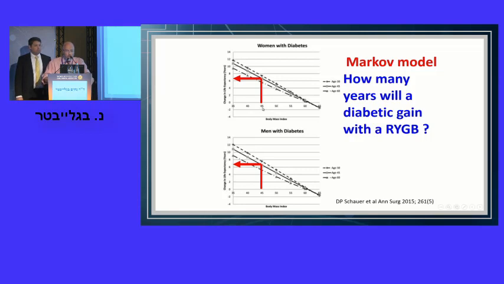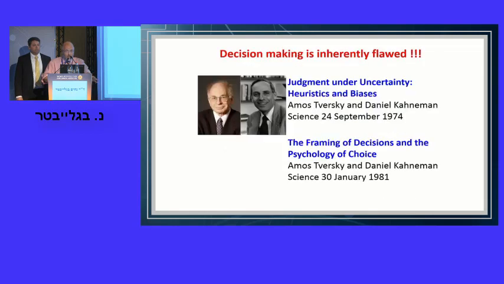And what comes out is that using that Markov model, you can see that if you operate on a 45-year-old with a BMI of 45, this guy or lady will gain almost 7 years of life. But on the other hand, if you operate on a 60-year-old with a BMI of 60, you're going to gain nothing, maybe even lose. So this is for rationality and the decision trees and Markov models. But is it so? Is it really so?